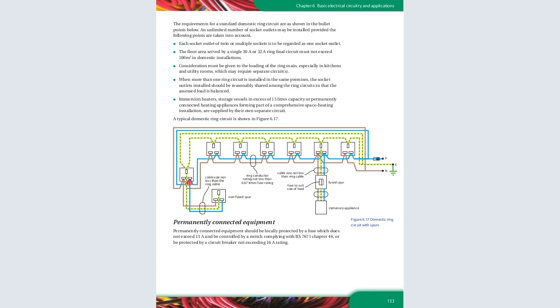This is a spur, meaning it is tapped from one socket. Any power that is tapped directly out from one socket is called a spur, or stationary appliance. So, permanently connected equipment. Now, permanently connected equipment should be locally protected by a fuse which does not exceed 13 amperes and be controlled by a switch complying with BS 7671 Chapter 46. That is, you can get it in the IEE regulations. And all protected by a circuit breaker that is not exceeding a rating of 16 amperes.